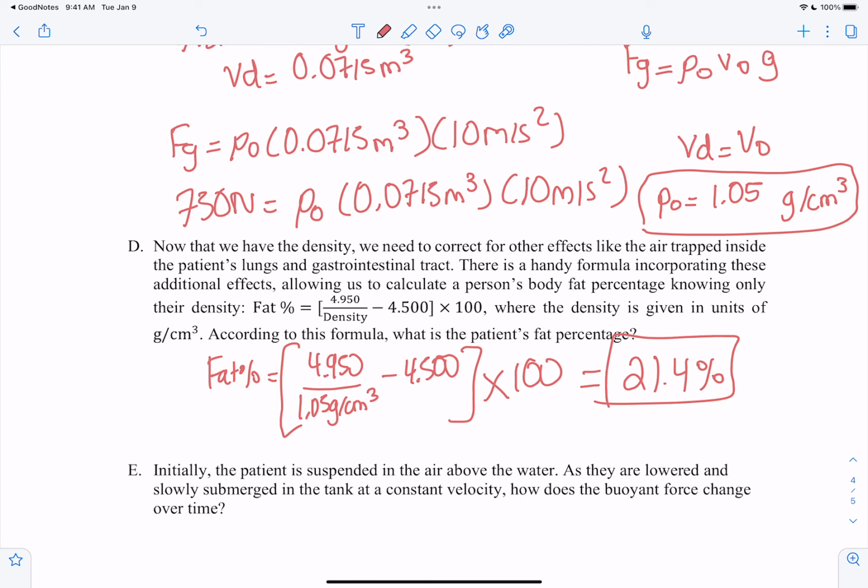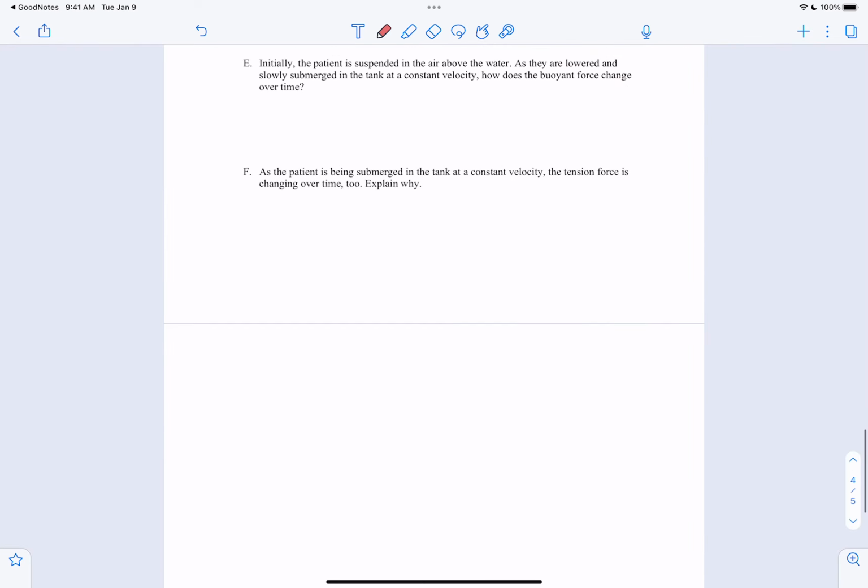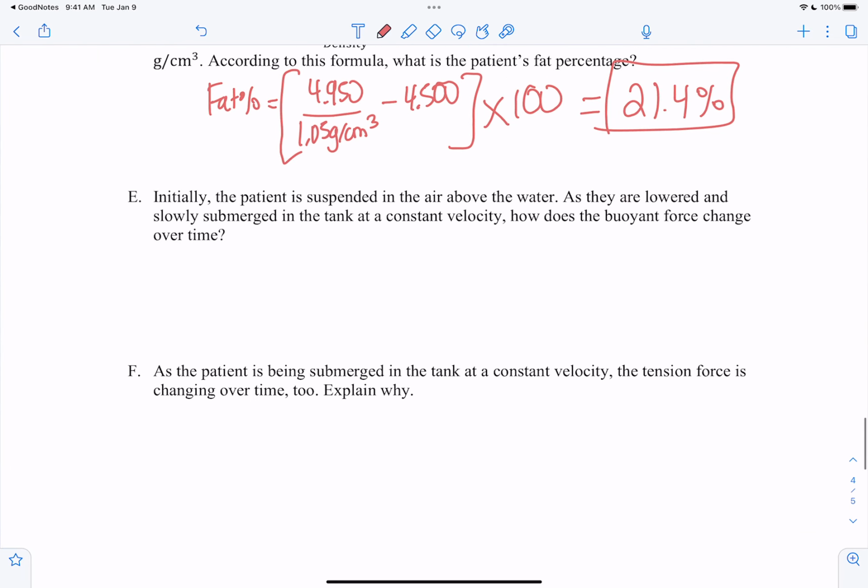But then E and F are a little bit more long-winded in terms of the explanation, because E is saying initially the patient is suspended in the air above the water, and as they are lowered and slowly submerged in the tank at a constant velocity, how does the buoyant force change over time?